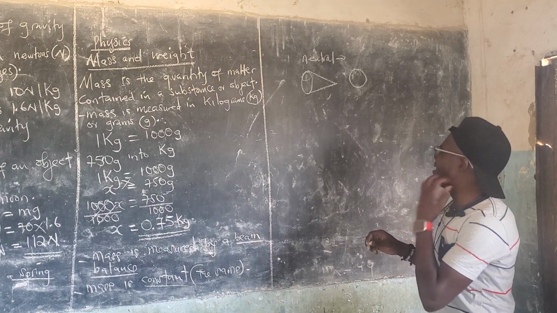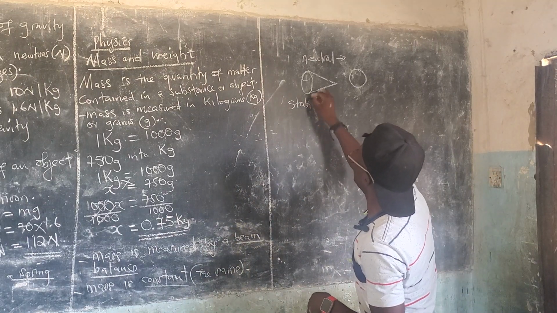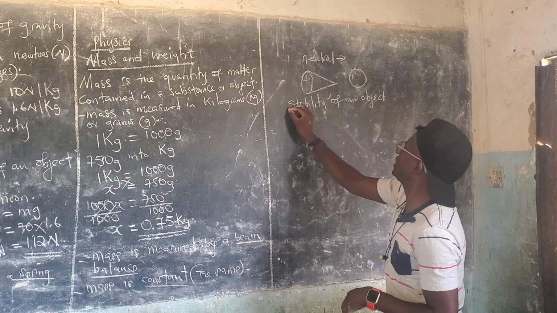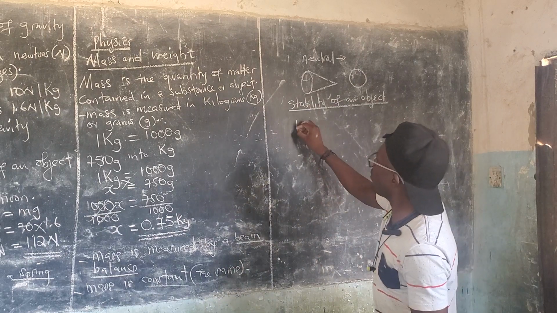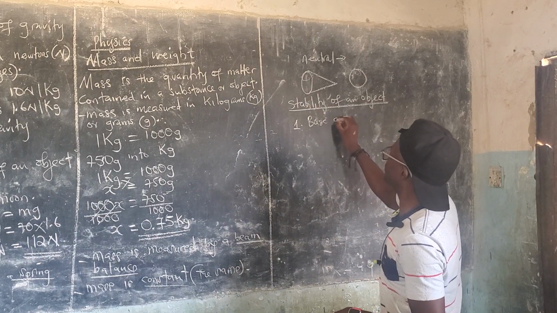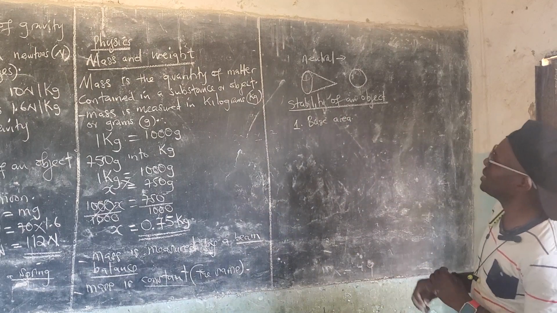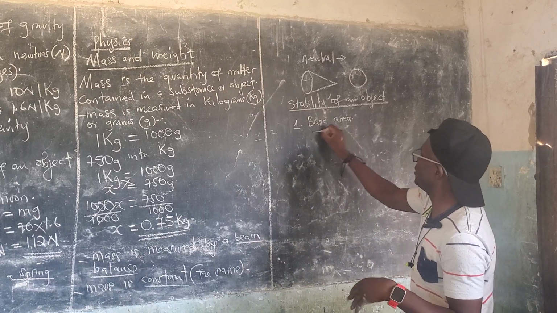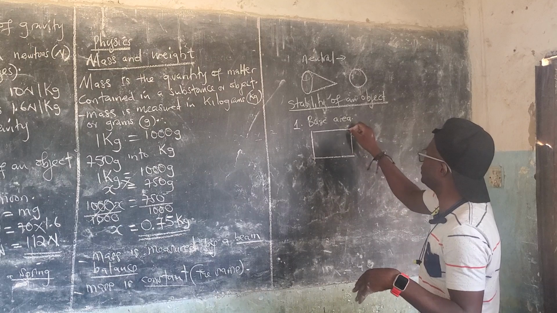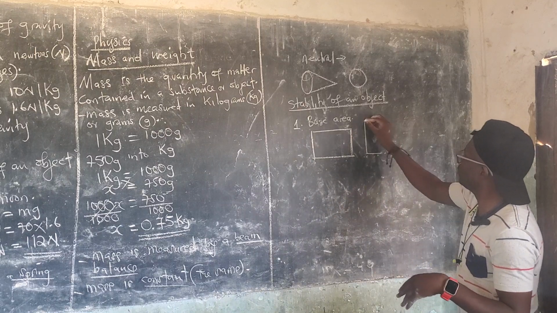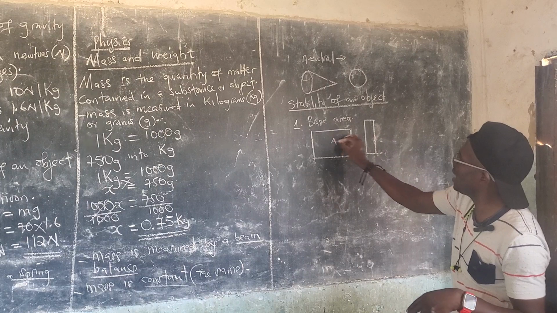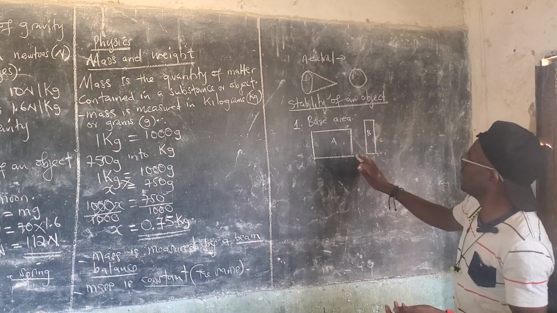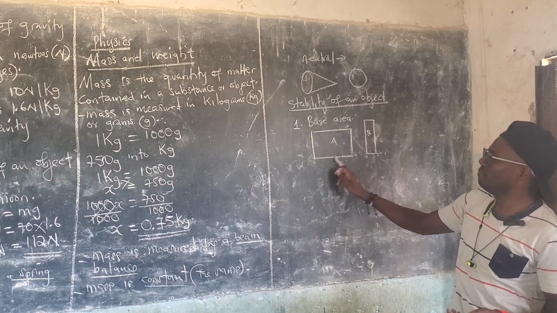Now, the stability of an object. The stability of an object depends on two factors. One is the base area. What does it mean? It means that the wider the base area, the more stable something is. So for example, if I draw two objects here, this one and another one like this, between A and B, which one can we say is stable? The one which is most stable is A. Why? Because it has got the wide base area.